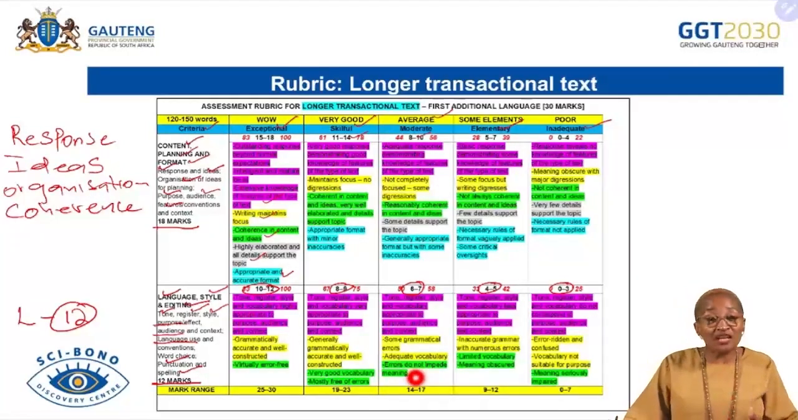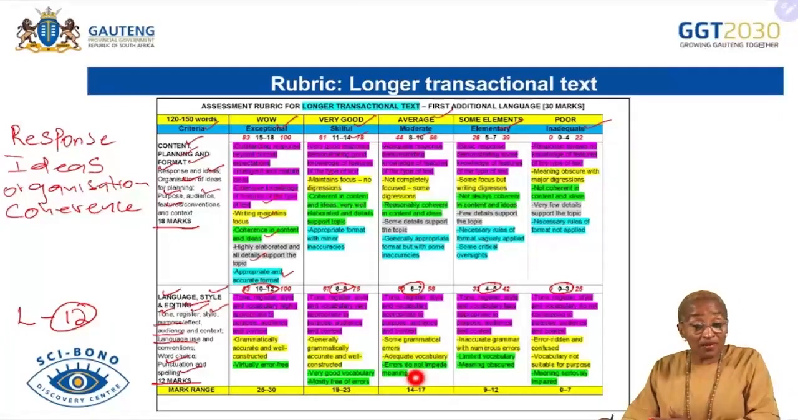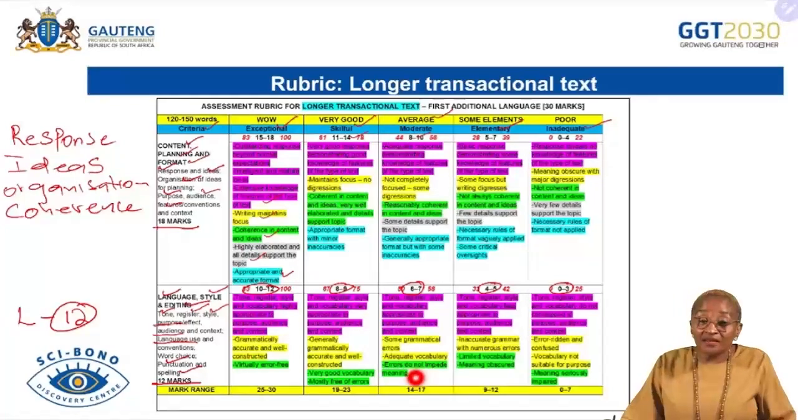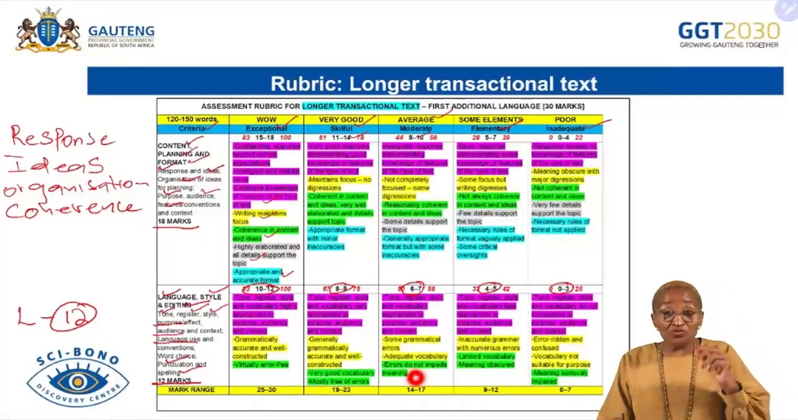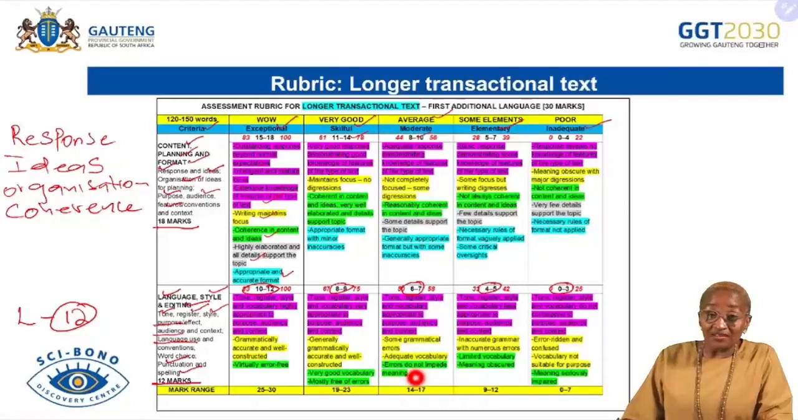The same goes to the language aspect. The tone, the register, the style. Have you taken into consideration the audience as well as the purpose? Your sentence construction, as well as your punctuation and your spelling. So you need to do good editing there at the end of each and every text.